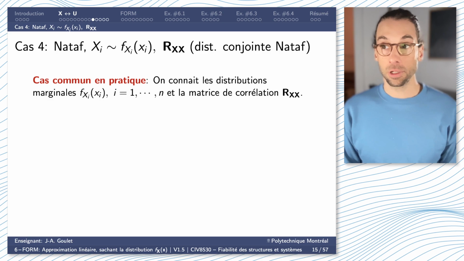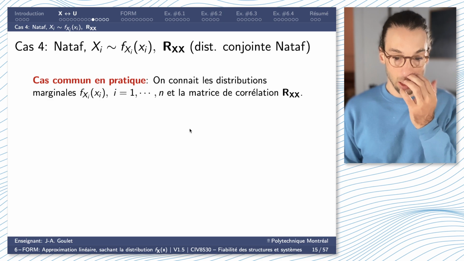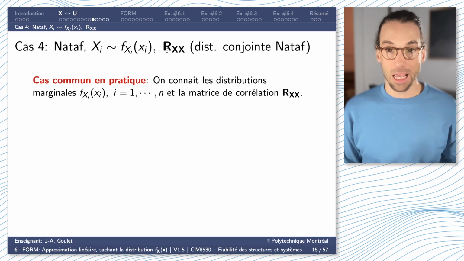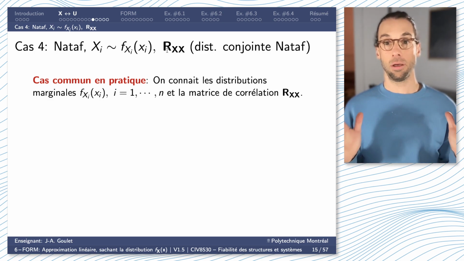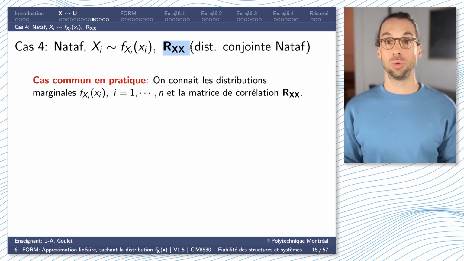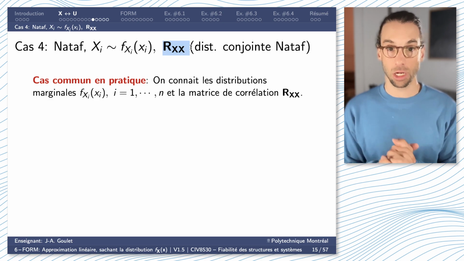So the fourth case we're going to cover is the Nataf distribution. We're going to assign a prescribed marginal to each of the ith dimensions, which can follow any marginal PDF. And we're going to know what is the correlation matrix between our dimensions. So we're going to build a joint Nataf distribution for these marginals and that correlation matrix.